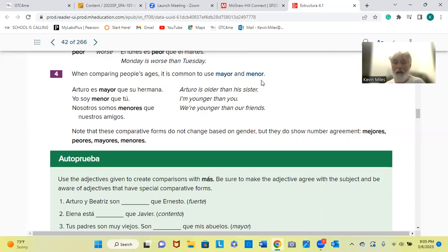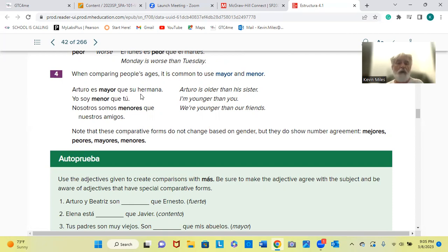So young is joven, but younger is menor. All right, so just look at this and get used to it. Let's take a look. Arturo es mayor que su hermana. And again, we're going to use that word que. It means than, just like in English. So Arturo es mayor que su hermana.